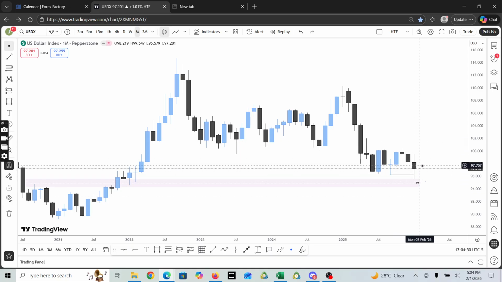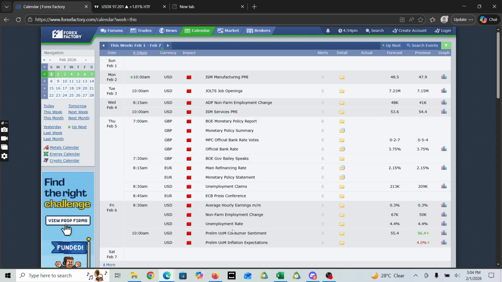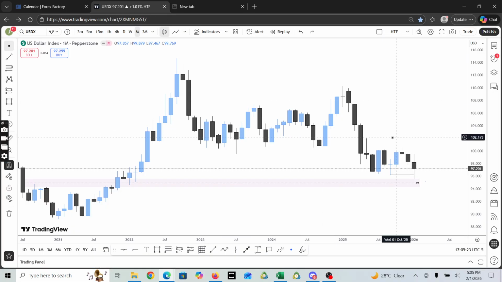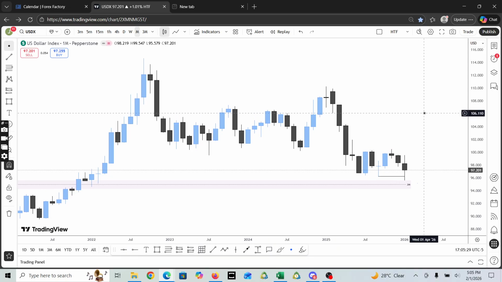So what I have in front of me is a dollar index, the monthly chart. And also let me quickly draw your attention to the coming week. It's loaded with red folders. From Monday, Tuesday, there's news for dollar. Wednesday, there's news for dollar. Thursday, GBP, euro. There's also unemployment claims for Thursday. ECB conference Thursday, and then Friday, non-farm payroll. So it's going to be one of those weeks that opens a month, roughly.